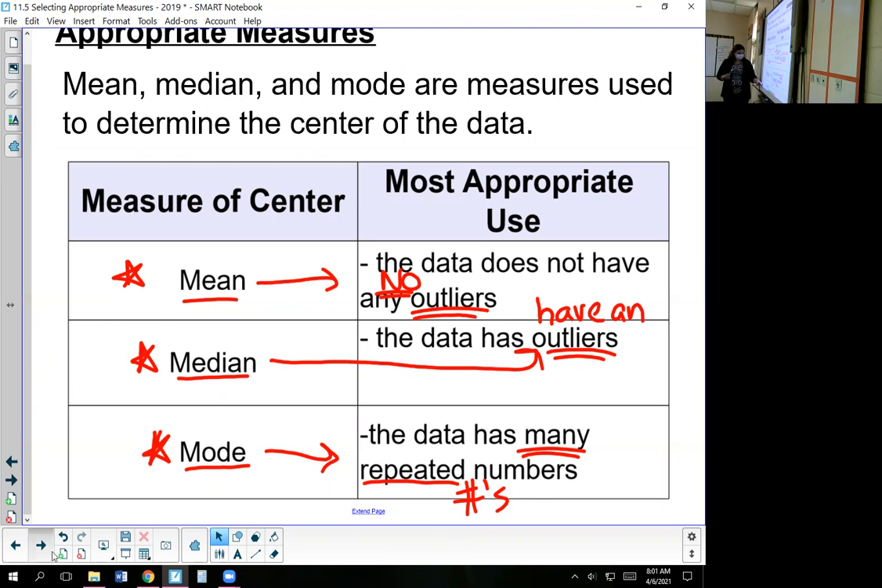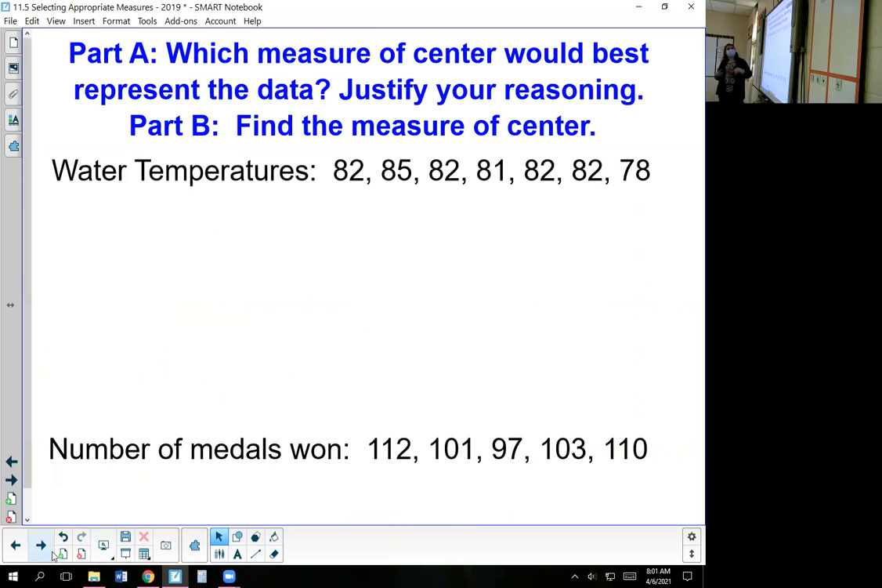Okay. Here we go. So let's go ahead and find this here. Here are 2 parts. Which measure of center would best represent the data? Justify your reasoning, and find that measure. So let's look at these numbers. Here's our first example, example number 1. Let's write these in order, because it's the best thing we could do. Let's put them in order.